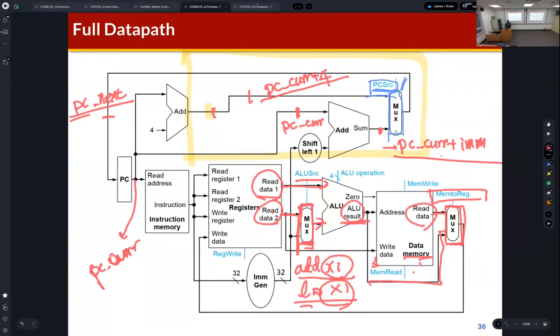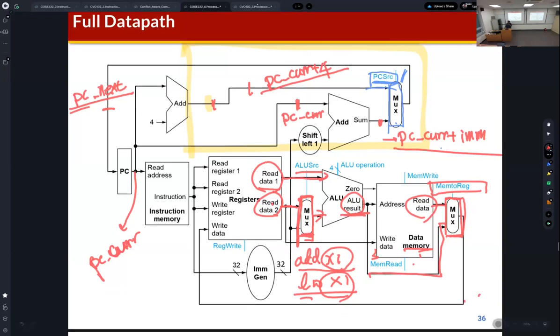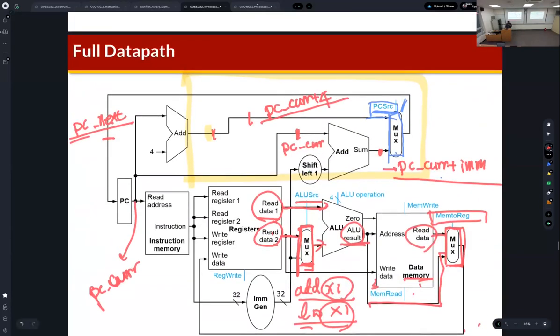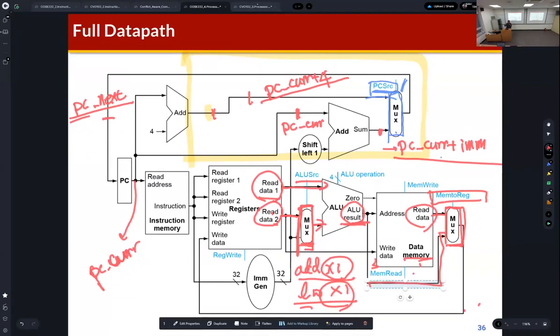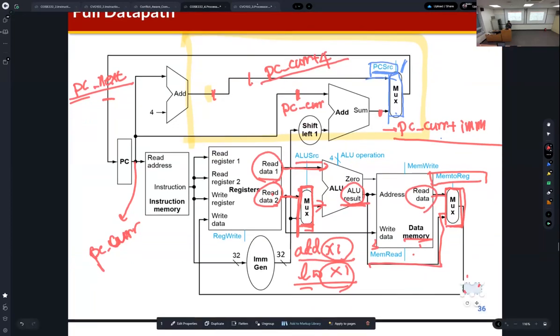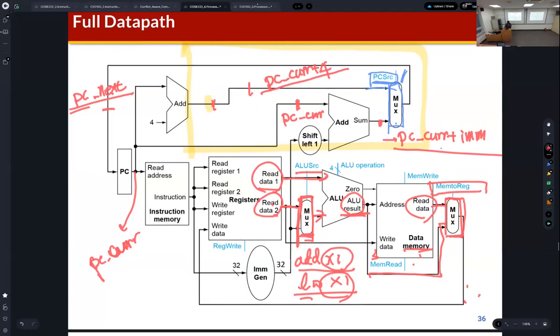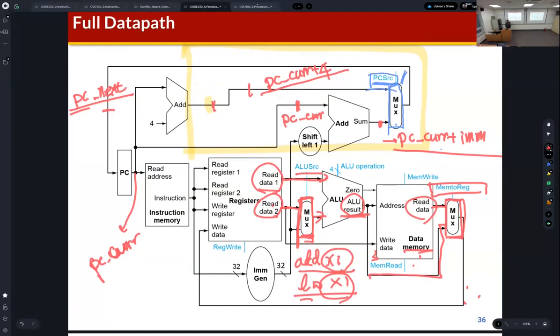Okay, so this is the full data path of the single cycle RISC-V processor. This single cycle RISC-V processor implements all the required steps for executing instructions, as I explained. I hope you can understand how to build the data path of the single cycle RISC-V processor. Any questions?